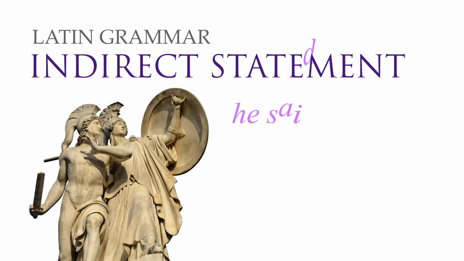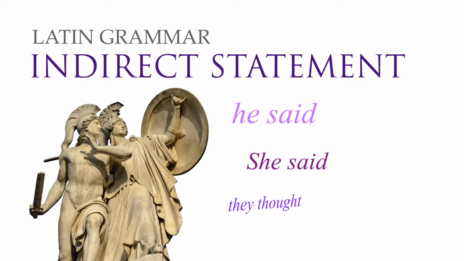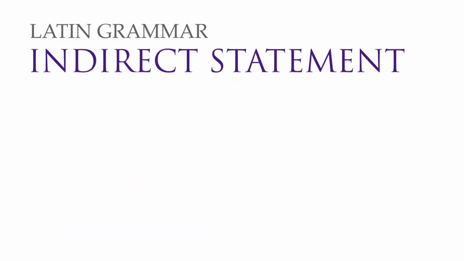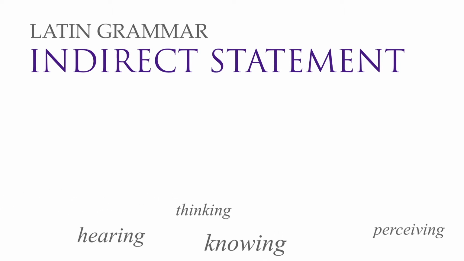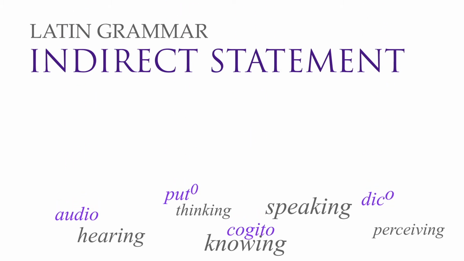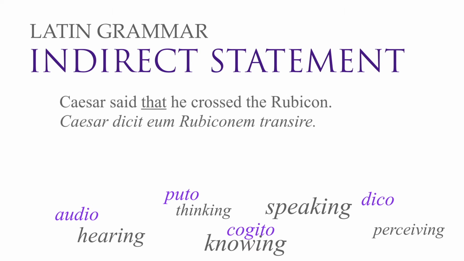Today we're going to discuss the indirect statement. So you may be asking, what is an indirect statement? In English, an indirect statement consists of an independent clause that uses a verb of thinking, knowing, hearing, or perceiving, and a dependent noun clause, which is usually introduced by the word that. For example, Caesar said that he had crossed the Rubicon.